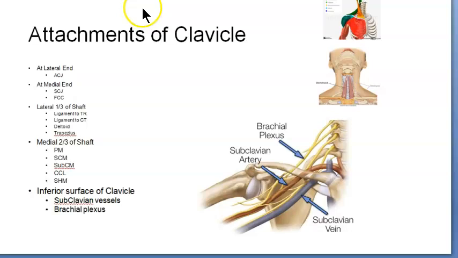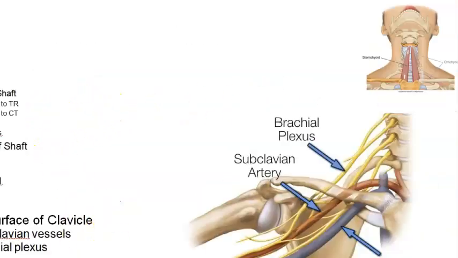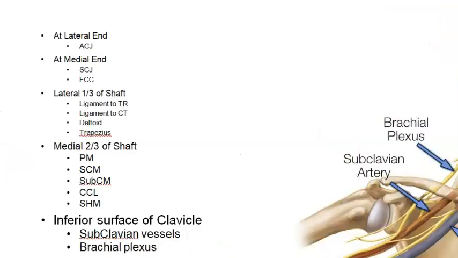So let us just see if we covered everything. Lateral end acromioclavicular joint, medial sternoclavicular joint. What is this? First costal cartilage. Then lateral 1/3, we saw that there is ligament to the ridge. I keep forgetting that ridge name. What is that ridge name? Trapezoid ridge. And then ligament to the conoid tubercle.